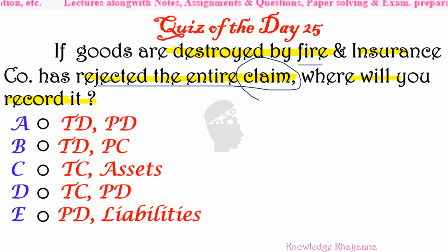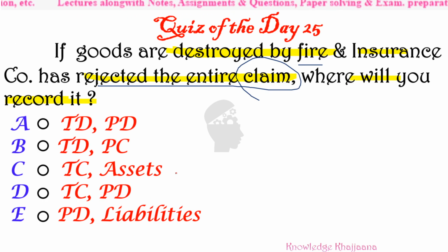The 5 options given are here. Will you record it to the trading account debit side and profit and loss account debit side? Or will you record it to the trading account debit side and profit and loss account credit side? Or to the trading account credit side and assets? Or to the trading account credit side and profit and loss account debit side? Or to the profit and loss account debit side and liabilities? 5 options I have given over here, and you have to give the correct answer.